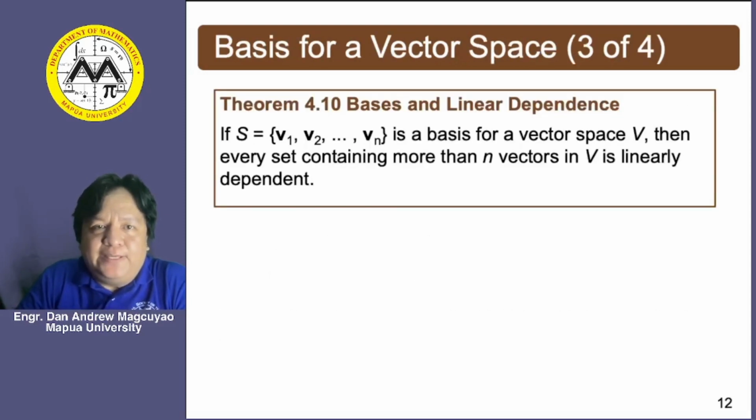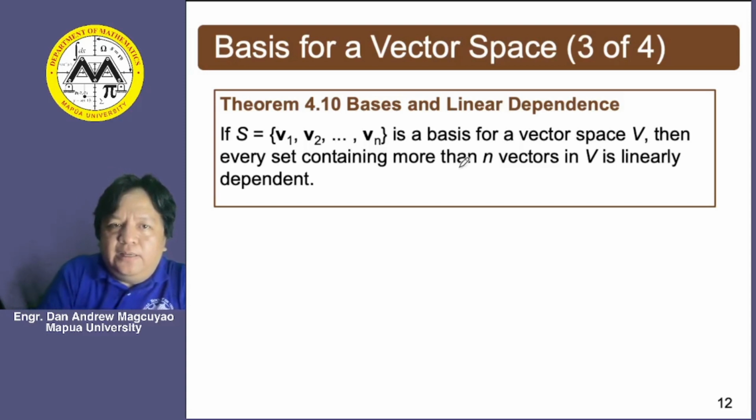Basis for a vector space. Basis and linear dependence. If S is composed of the vectors V1, V2, up to V sub n, this is a basis for a vector space V. Then every set containing more than n vectors in V is linearly dependent.